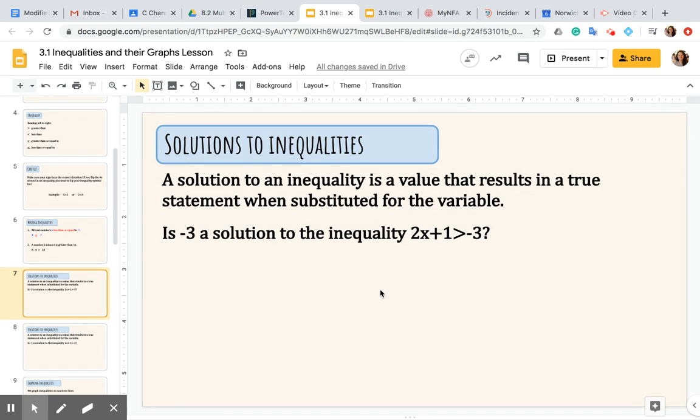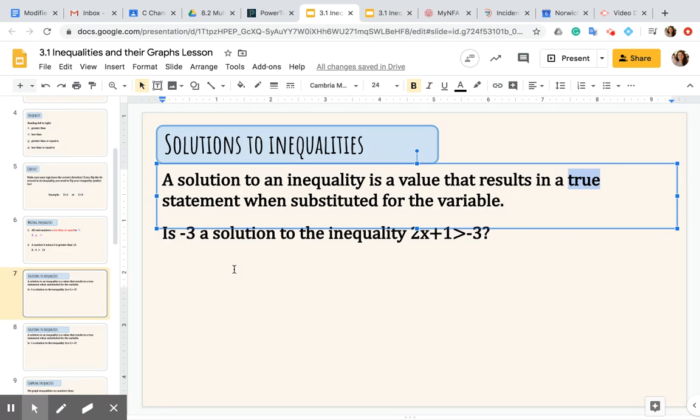Now let's talk about how to find a solution to an inequality. You'll have a couple problems like this as well, where I give you a number and I ask you, is this a solution to this inequality? Well, let's read what a solution is. A solution to an inequality is a value that results in a true statement when substituted for the variable.